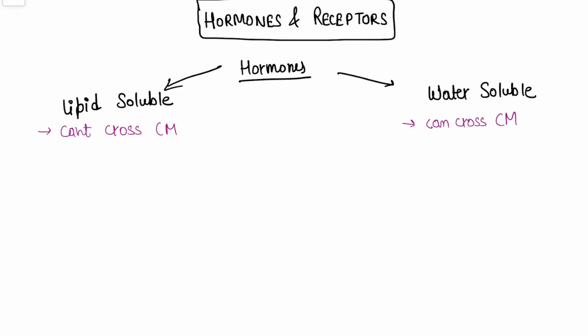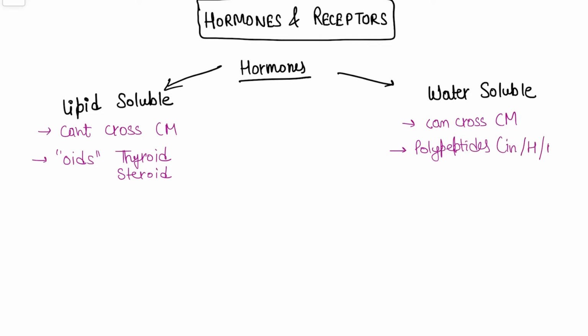Examples of lipid solubles, mainly they end with "oid" in their name. For example, thyroid, steroid. Water soluble hormones, mainly they are polypeptides. They end with "in", "H" or "P" in their name.